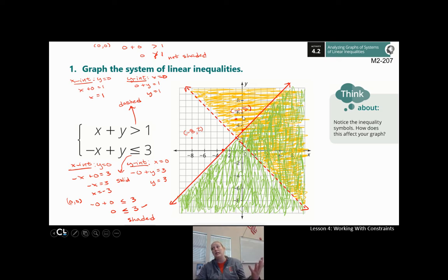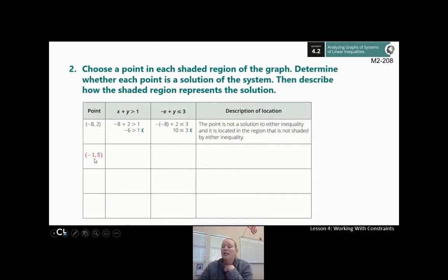I can see it's only shaded by the first inequality, but let's go ahead, do the work, and see what's going on. So I picked -1, 5. I'll plug in a -1 for x and a 5 for y. Of course, -1 plus 5 is 4. And 4 is greater than 1. Yes, it is. So cha-ching, that's a good sign. So it does work for that first inequality.